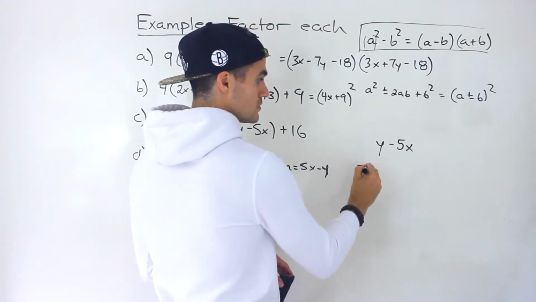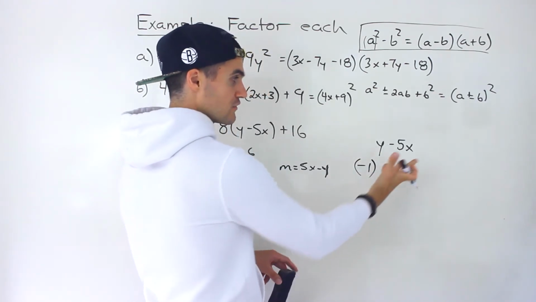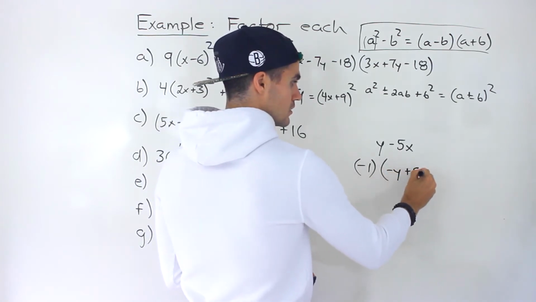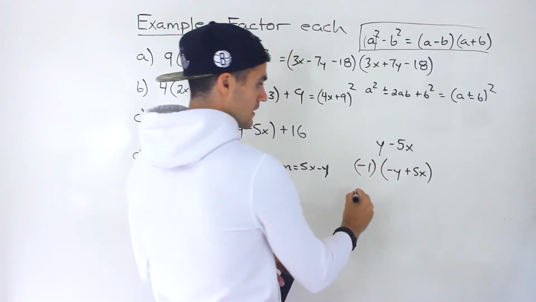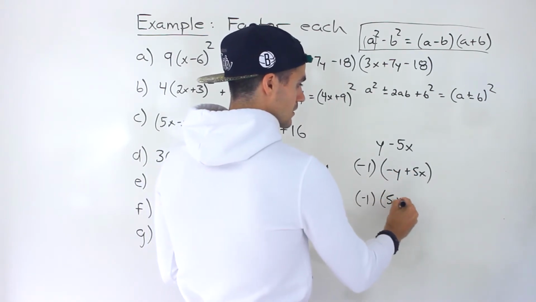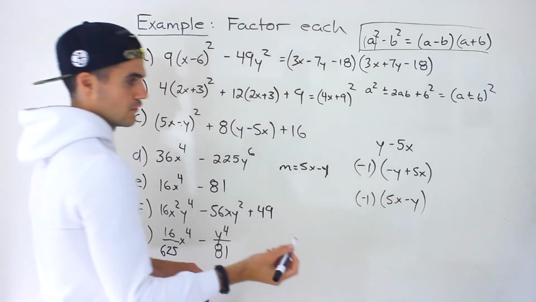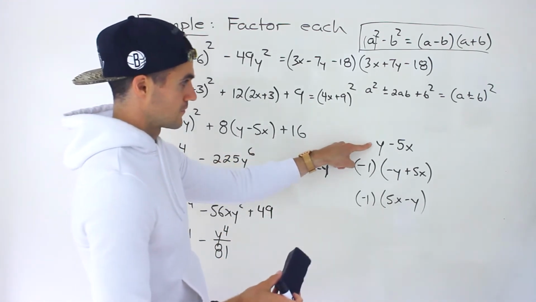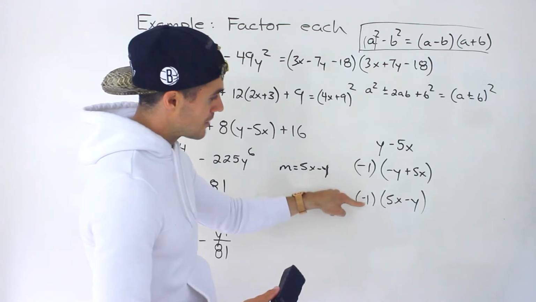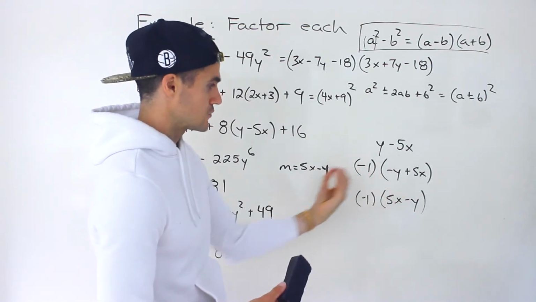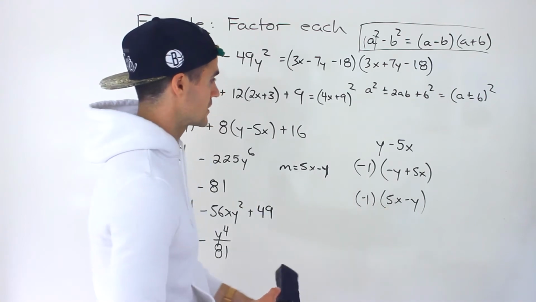We could take out a negative 1. We could factor out a negative 1. What would that do? It would change all the signs. And so we'd end up with negative 1. If we rearrange these, we end up with 5x minus y. So y minus 5x, this bracket, or that expression, is the same as both of these brackets multiplied. Right? After we take out a negative 1, we end up with 5x minus y.